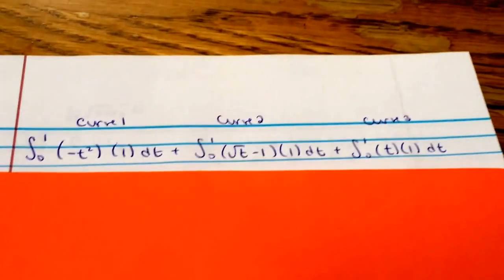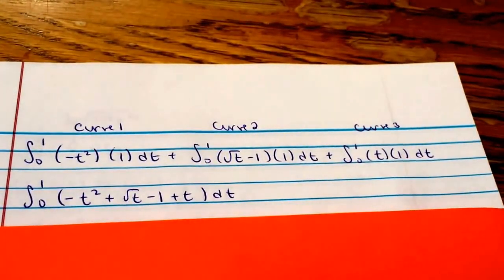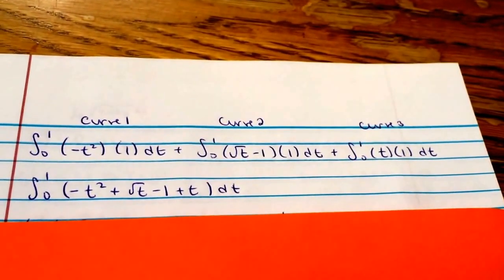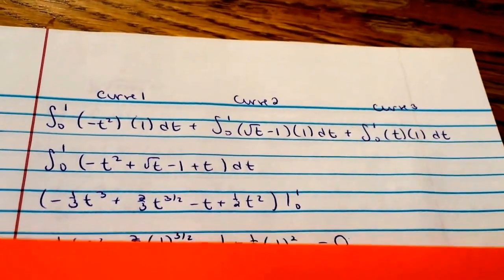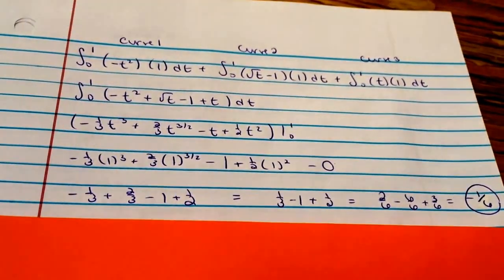Okay, so notice here they all have the same bounds. They're all dt's. So in that case, you can put them together to make one integral. And then I integrated, and then I plugged in, and it simplifies down to negative 1/6.